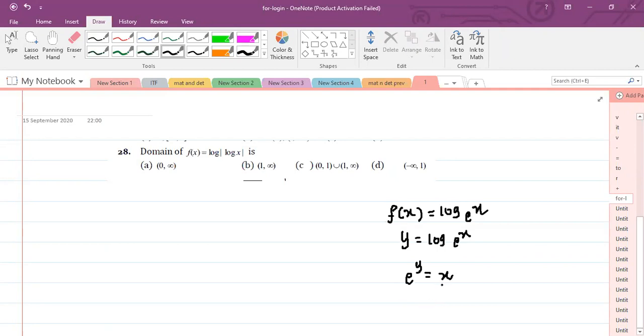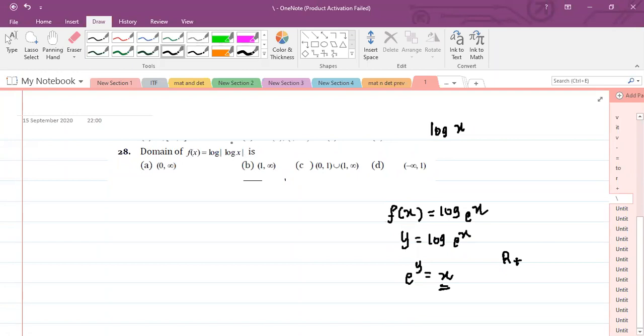So this x is the domain. This x should be R plus. If the question is, if f of x is equal to log x, find the domain of this, we write R plus. But here the function is log of modulus of log x.